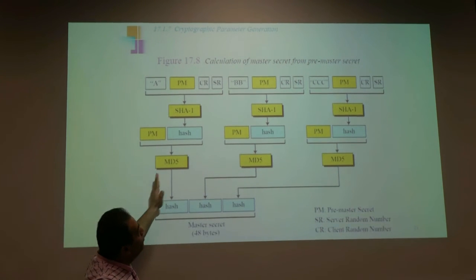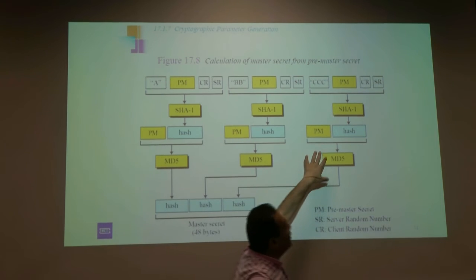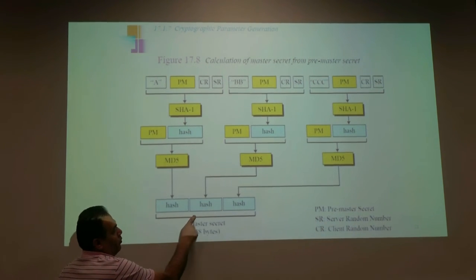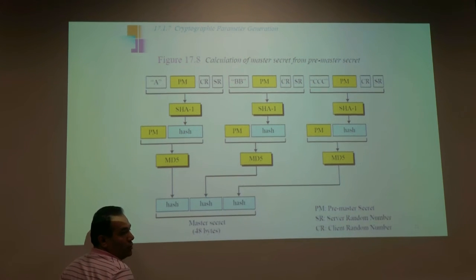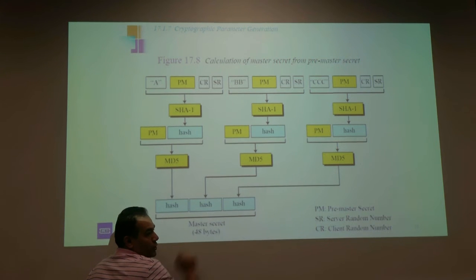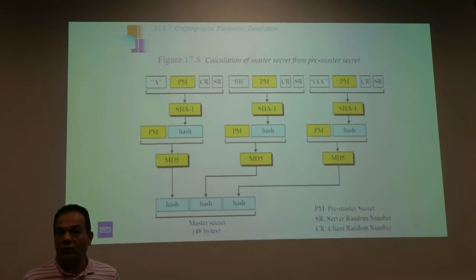Okay, you're gonna do this 3 times. The prepending in here is BB, and the prepending in here is CC, and you're gonna create how many in here? 16 plus 16 plus 16, how much? 48. 48 bytes master secret. This is where we start. This is where the game starts.